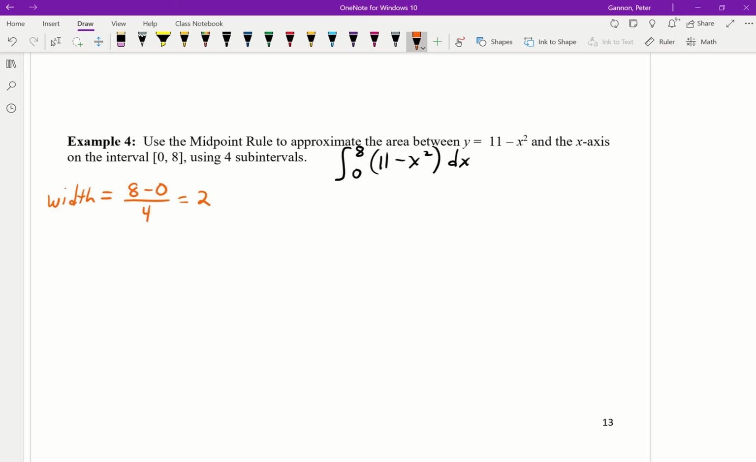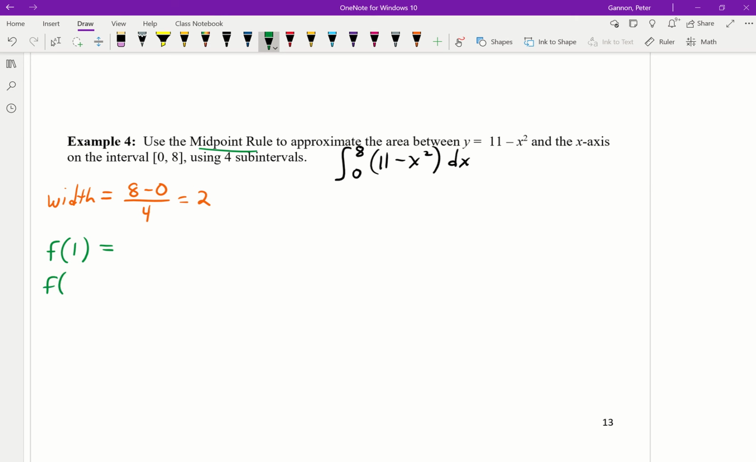Now, the next thing we're going to need to do is figure out what values to use for the height of our rectangles. So, if we're starting our interval at 0, and there's a width of 2, then that means our first interval goes from 0 to 2. Well, we are using a midpoint rule, so the midpoint from 0 to 2 is 1. So we need to evaluate the function f of 1.